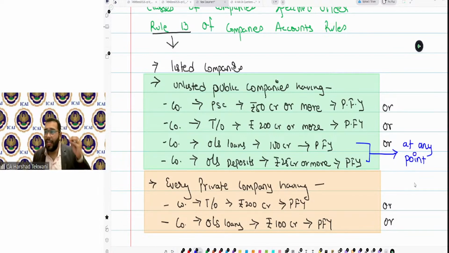The way we are checking loans at any point in time, we are required to check deposits at any point in time. Because it's a public company, it can accept deposits subject to certain conditions. Same way, if they are accepting deposits of more than 25 CR, in that case the particular section will be applicable. So again, I have to see the outstanding balance of deposits.